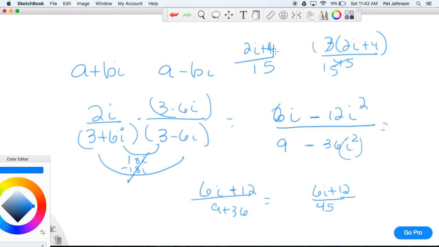All right. That is complex conjugates. That is complex numbers. I need you to do problem number 18 and problem number 36 on page 250.